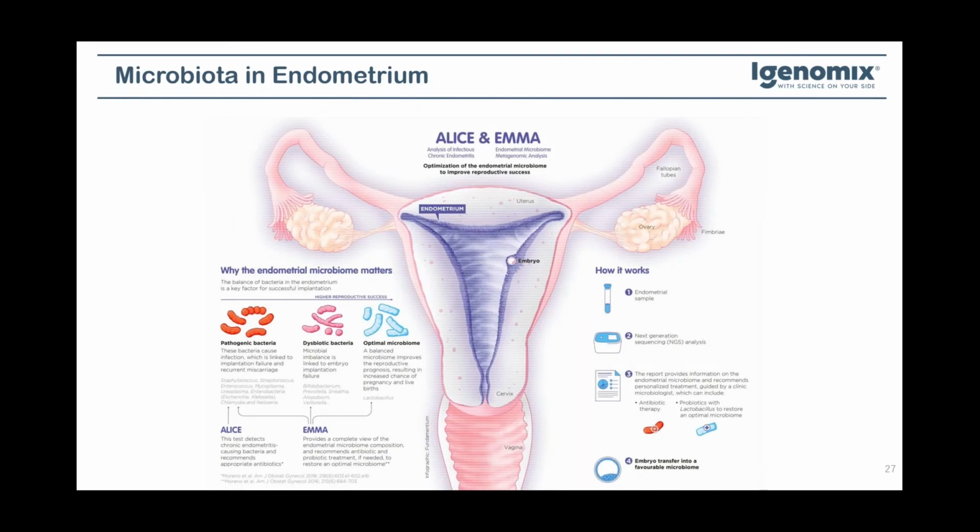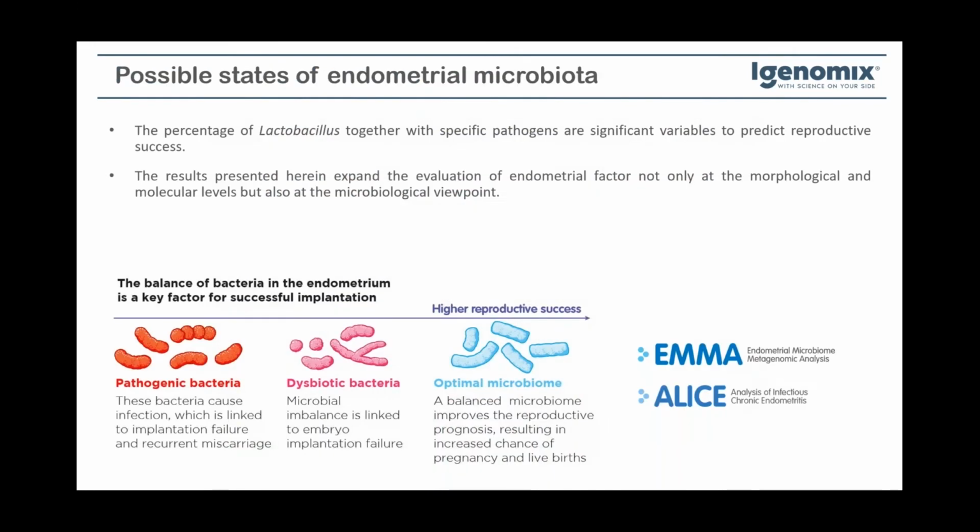Okay, we consider the bacteria in the endometrium. The best status of the endometrium is the optimal one, where there's a lot of Lactobacillus. Then the dysbiotic state is where there's not enough Lactobacillus, and the worst case is pathogenic bacteria: there's not enough Lactobacillus, but there's too much of some pathogens in the endometrium.